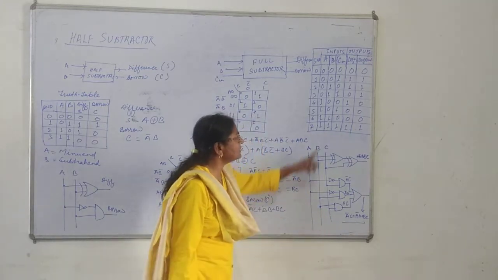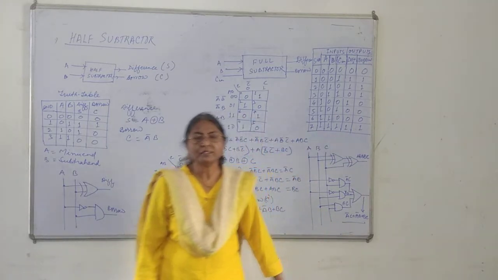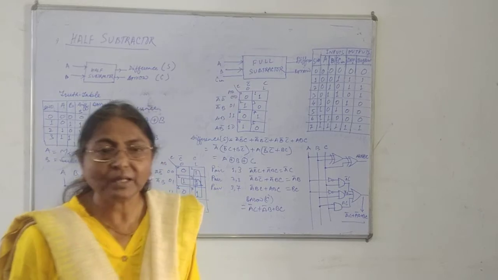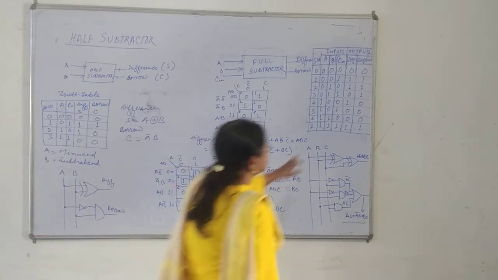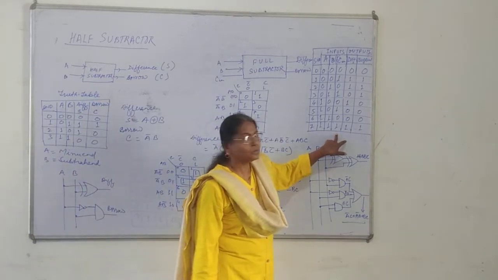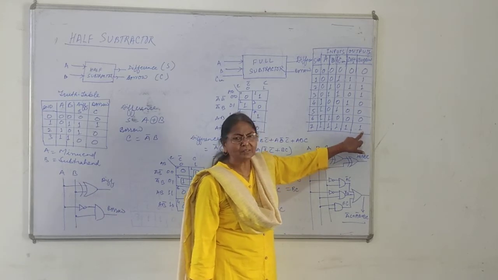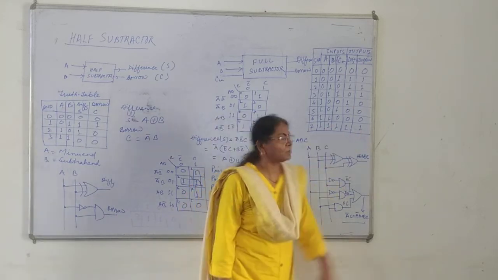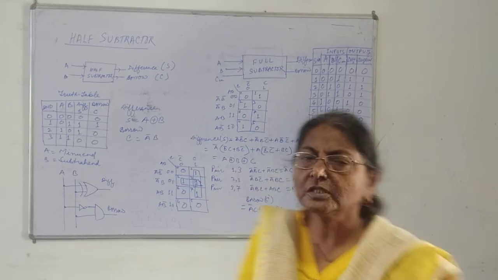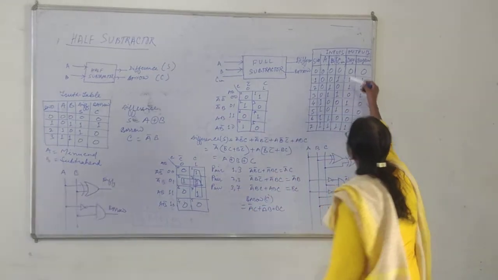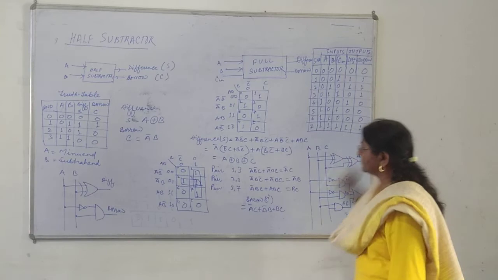And in the last one, 1 1 1. 1 minus 1 is equal to 0. 1 minus 1 is equal to 0. And 0 minus 1, how can we do it? So we will set the borrow bit 1. It will become 1 0. And 1 0 minus 1 is equal to 1. So this is the output we are getting. This one is the difference and this one is the borrow.